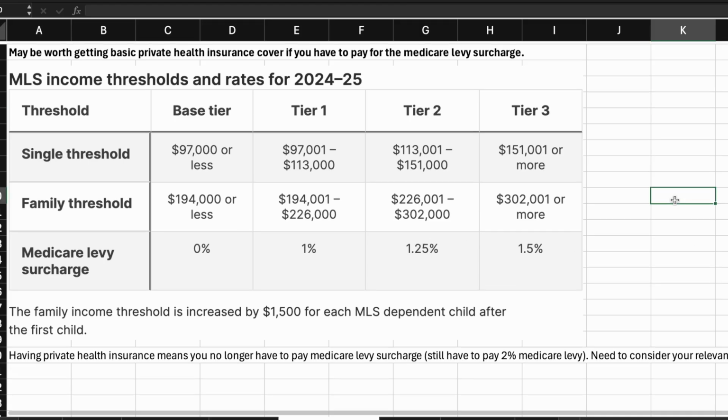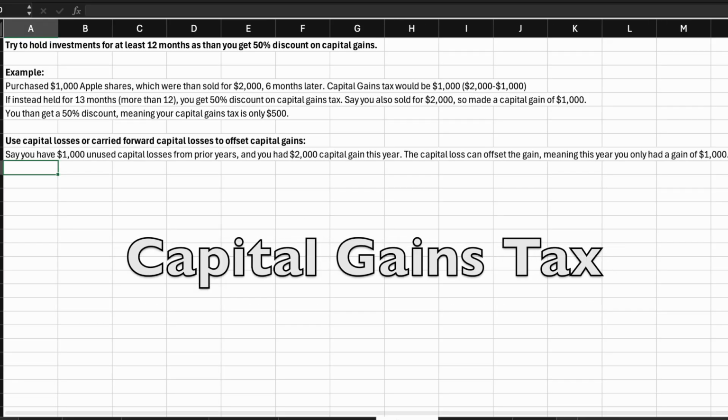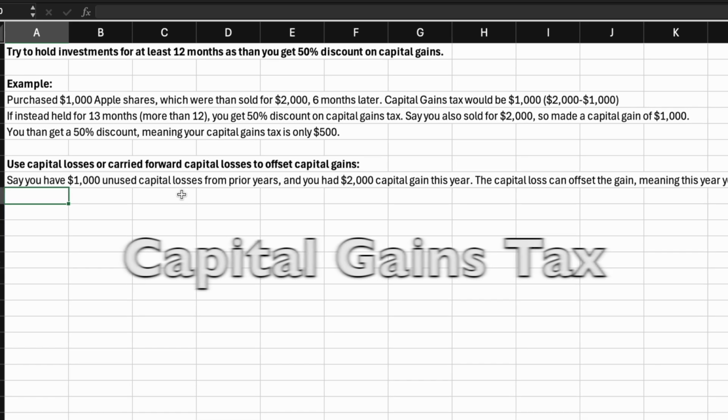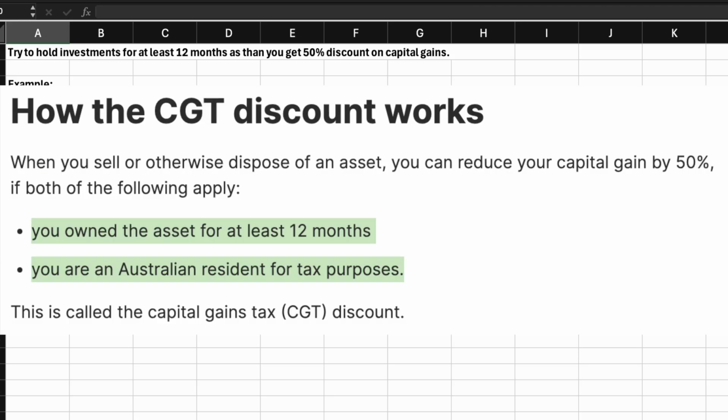So something to keep in mind, and of course it's only relevant if you're on a higher income. So we'll go to capital gains next. This is another good strategy to note. Pretty simple one, this one, but you want to try to hold investments, say you purchase shares, for at least 12 months. As under 12 months is a short-term capital gain, you pay that full capital gain tax. But if you hold it more than 12 months, you get a 50% discount, which is a big discount.